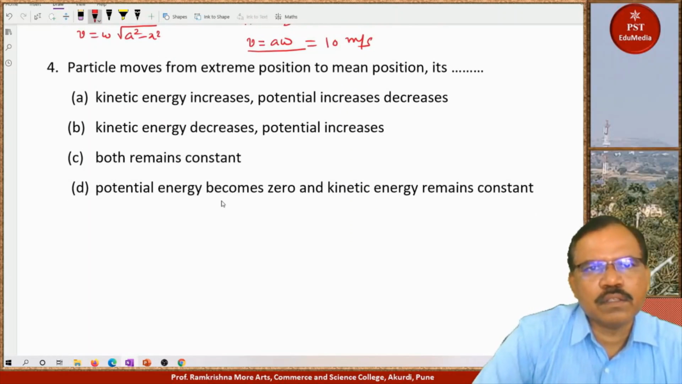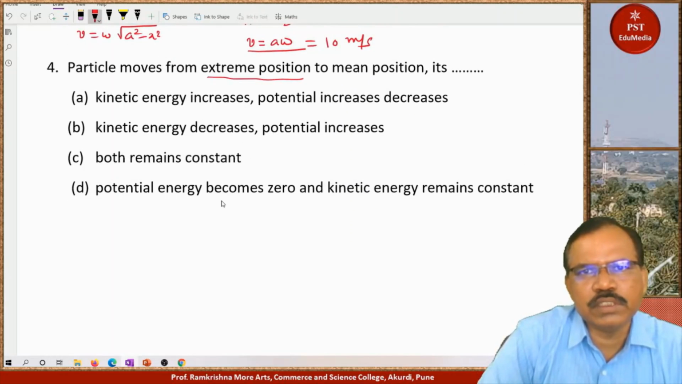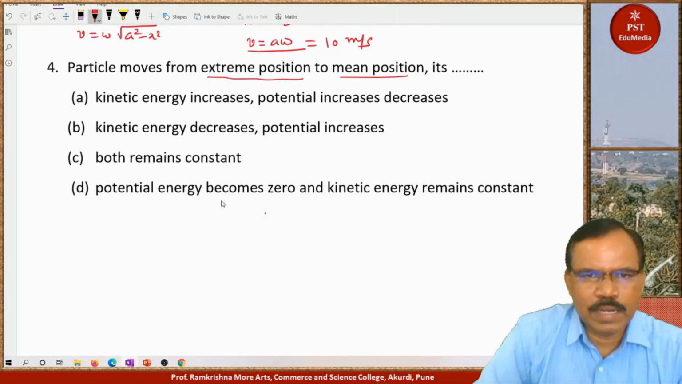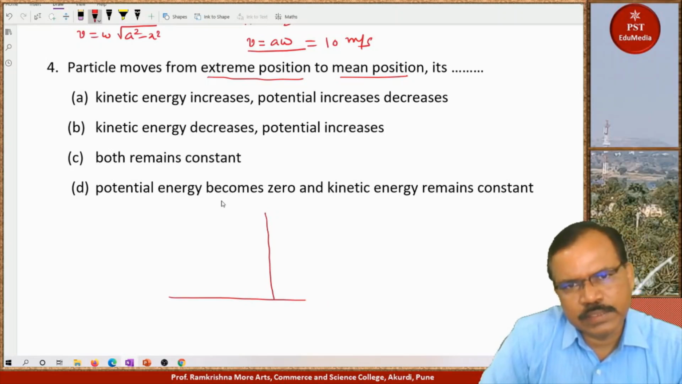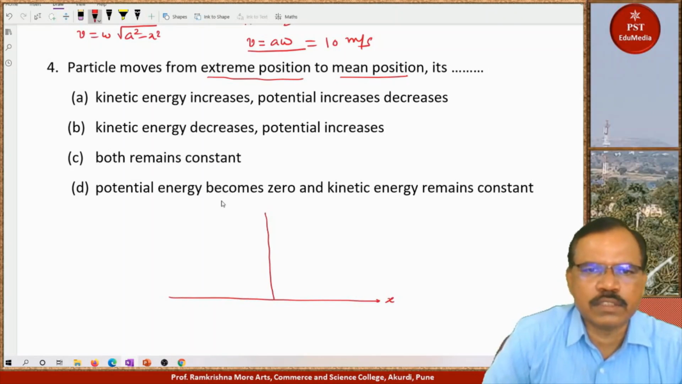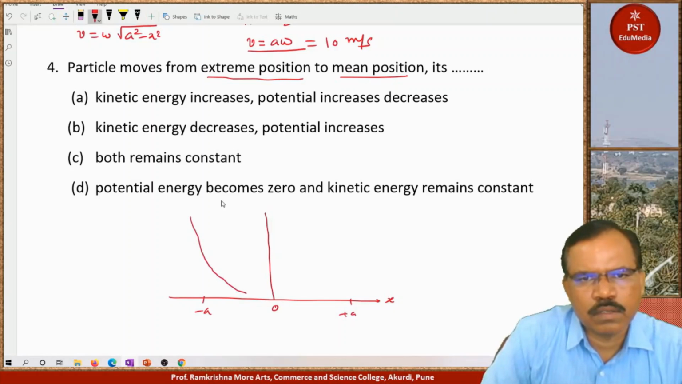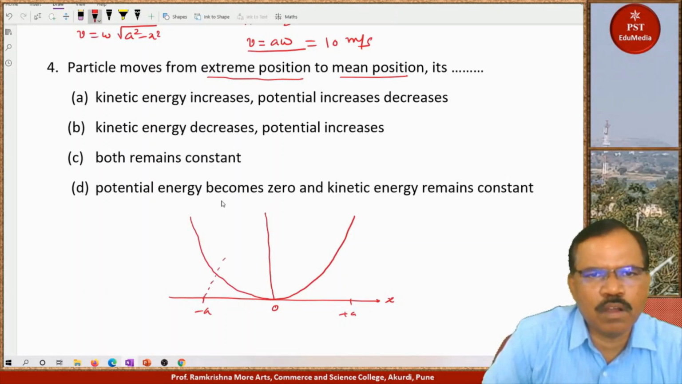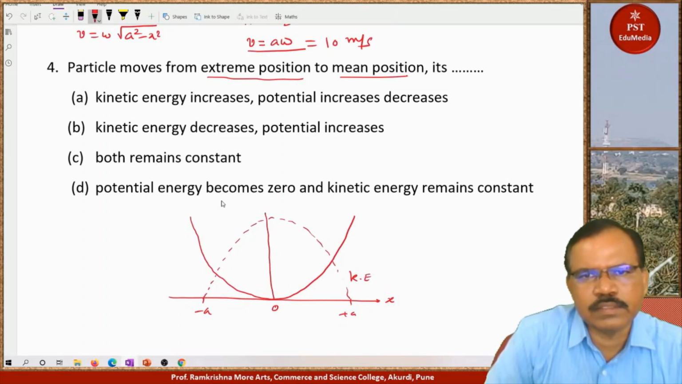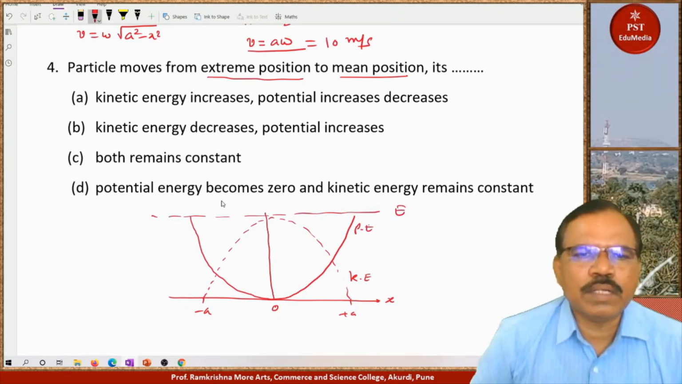What is given here? It moves from extreme position to mean position. We have already seen the graph. So if we see here, x, here 0, here minus a to plus a, we know this is the graph for potential energy, and this one is the graph for kinetic energy. Total energy E is constant. So what happens here?